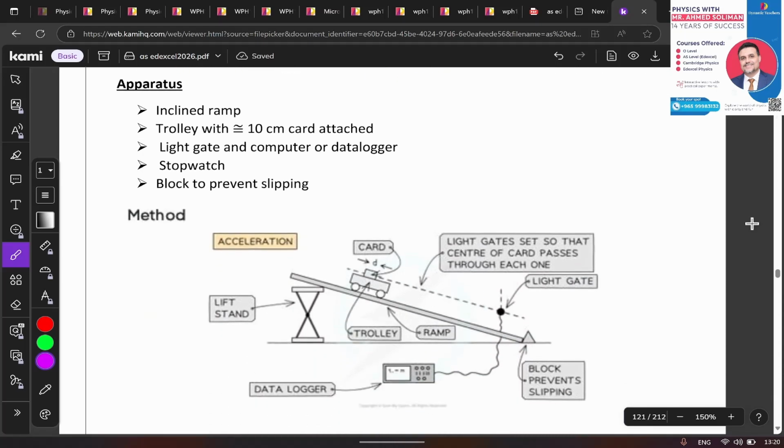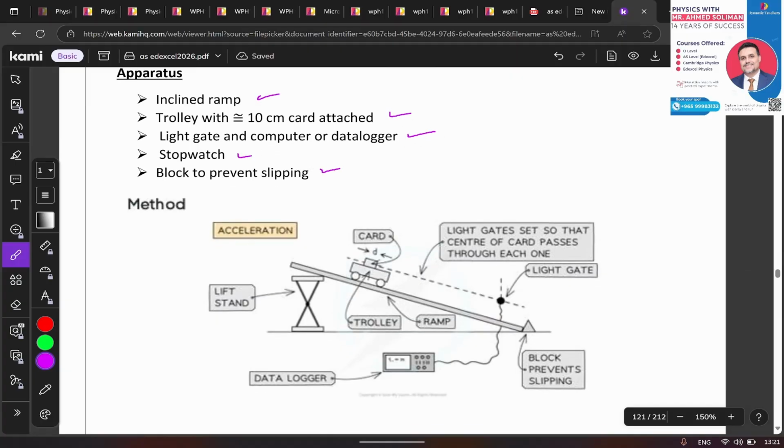This is the required apparatus. And instead of a stopwatch, if you want to make more accurate experiments, you have to replace the stopwatch with what? Light gates connected to a data logger.